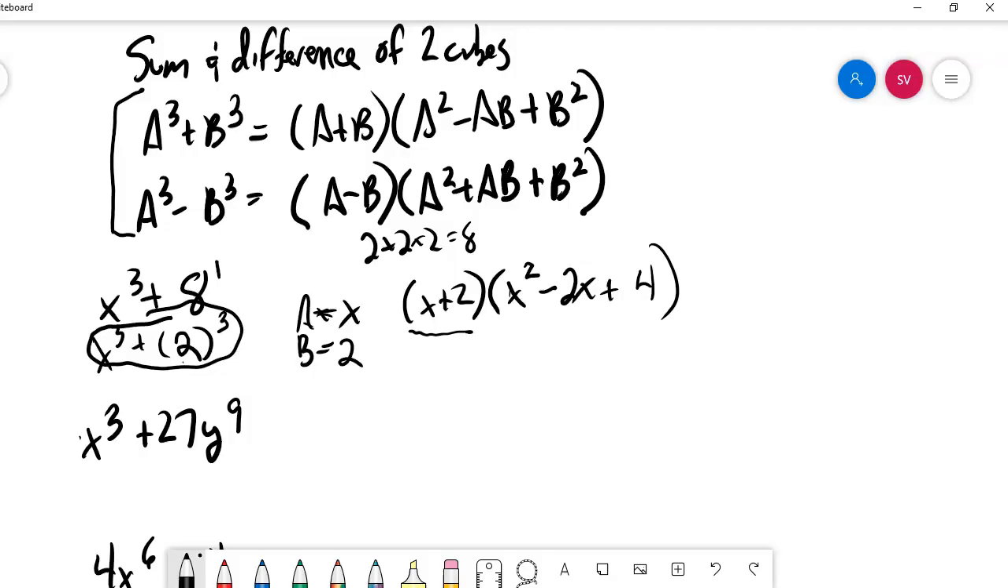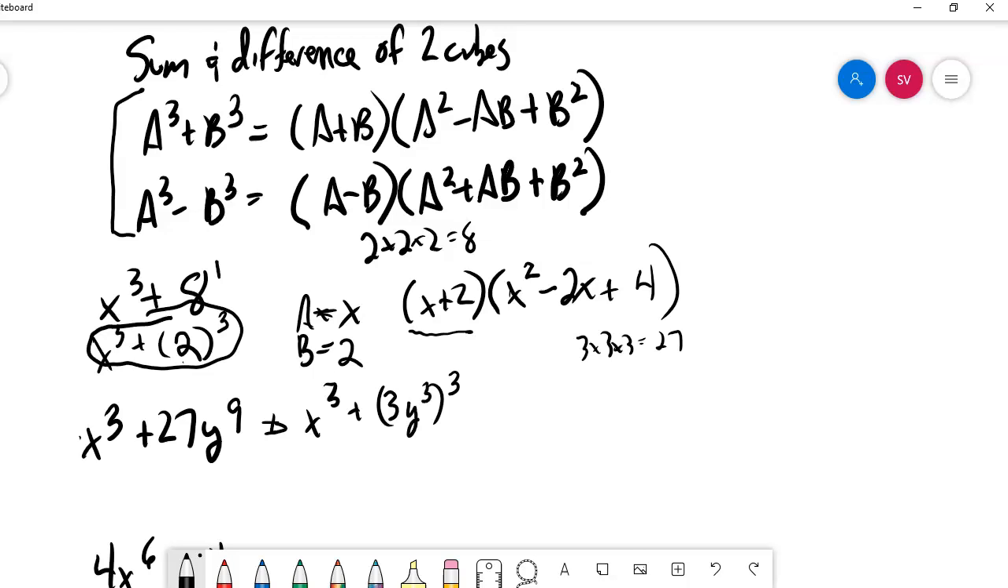I have x to the third plus 27y to the ninth. So our A term is fine. That's no issue. Our A is x. However, this needs reworking. We have to get it a base so that when raised to the third power, we get right back to 27y to the ninth. Let's first handle the number. What raised to the third power will give me 27? 3, because 3 times 3 times 3 is 27. So now, what raised to the third power will give me y to the ninth?